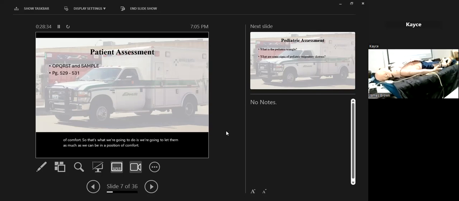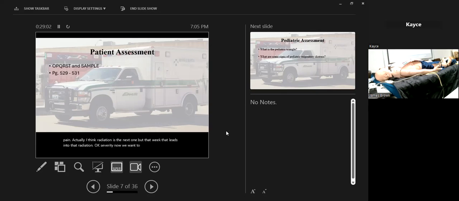Quality. What are we looking for there? Sharp, dull, is it a squeezing pain, is it a radiating pain? Actually, I think radiation is the next one, but that leads into it. Okay. Severity. Now we want to know how bad it is.